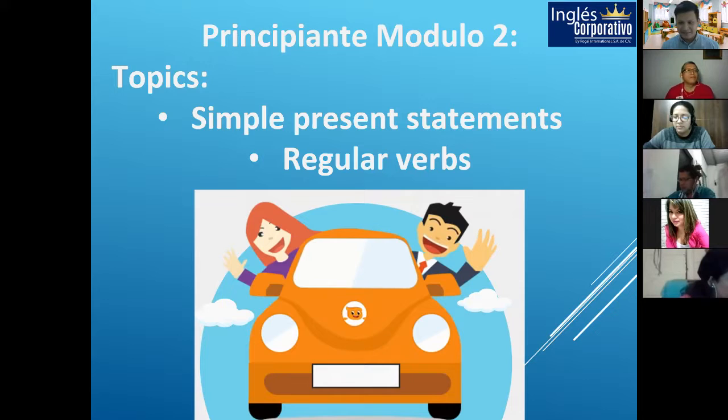What does it mean? ¿Saben el significado de esto? Simple present statement. Verbos regulares y... Okay, very good. Present simple. Statements son oraciones. Correcto. Oraciones en presente simple. Okay, very nice. Basically, what we're gonna see today is simple present. Vamos a ver básicamente el presente simple.